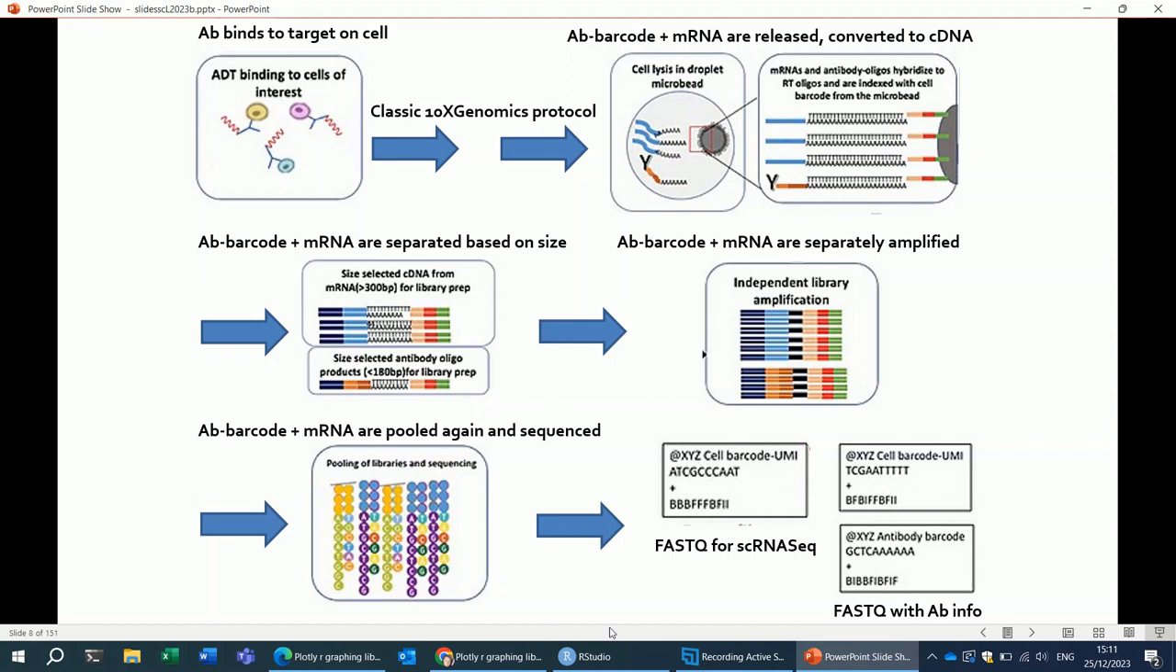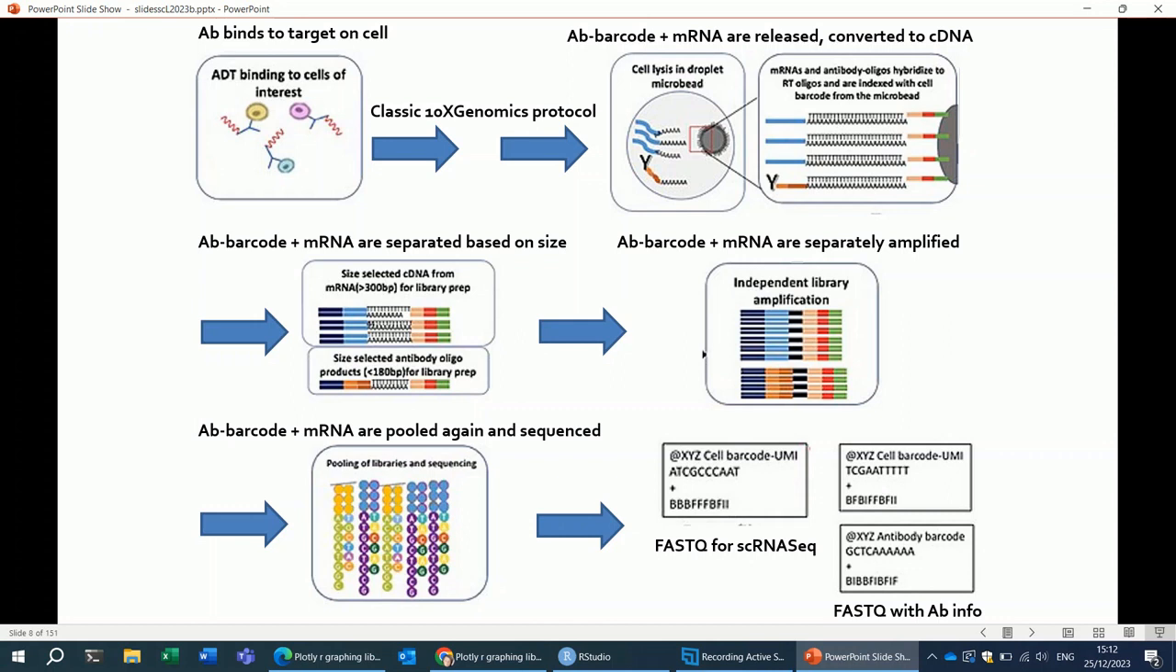So what you get at the end is the same data as before, so counts that reflect the expression levels of your transcripts in each cell, but also on top of that, you are going to sequence here the pieces of DNA that were linked to the antibodies that interacted with that cell. And that will give you a very good idea about the abundance of different cell surface proteins on the surface of the cell.